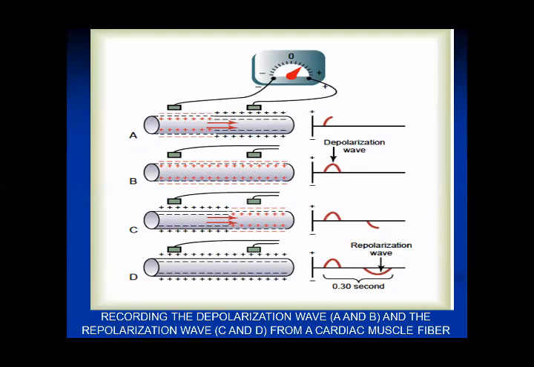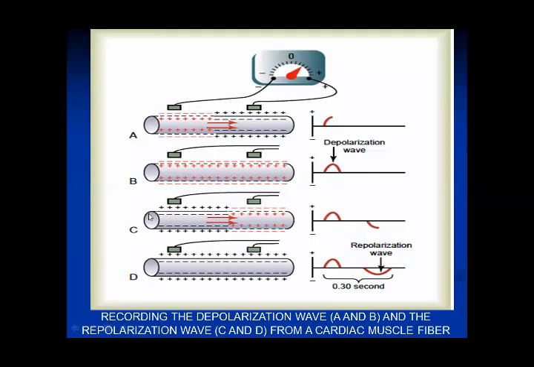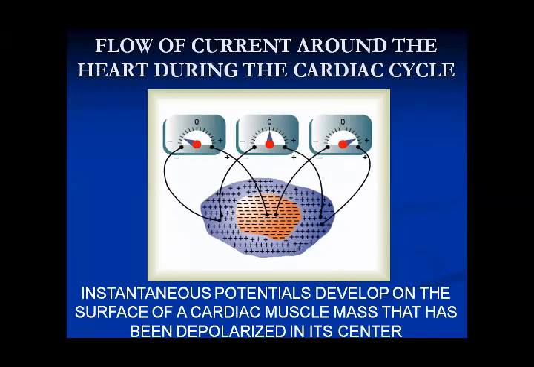Now I think if we move on to the next diagram, it is the same thing, but from a somewhat different perspective, and it will explain the thing even more. In the previous diagram, we were looking at individual muscle fibers. Over here, we are looking at a myocardial mass. It's a mass of myocardium that we are looking at. This whole thing, right?